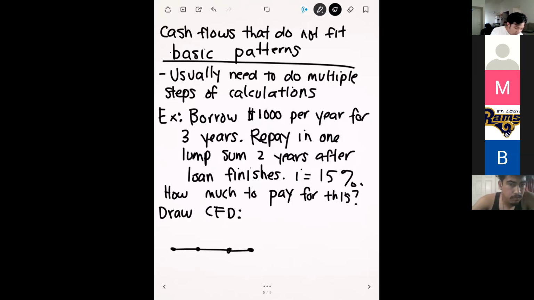First of all, we have the first 3 years. In the first 3 years of this loan, we're going to be receiving $1,000. So let's go ahead and draw that in. And so that's what's going to happen for the first 3. So every year, for the first 3 years, we have a uniform series of $1,000.